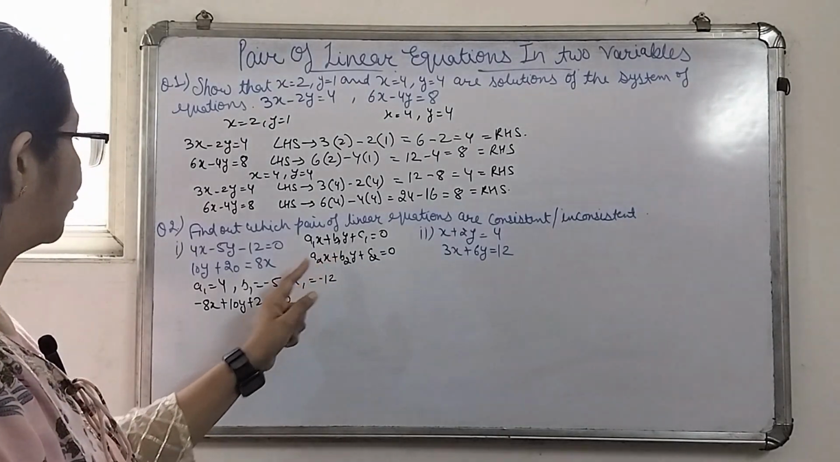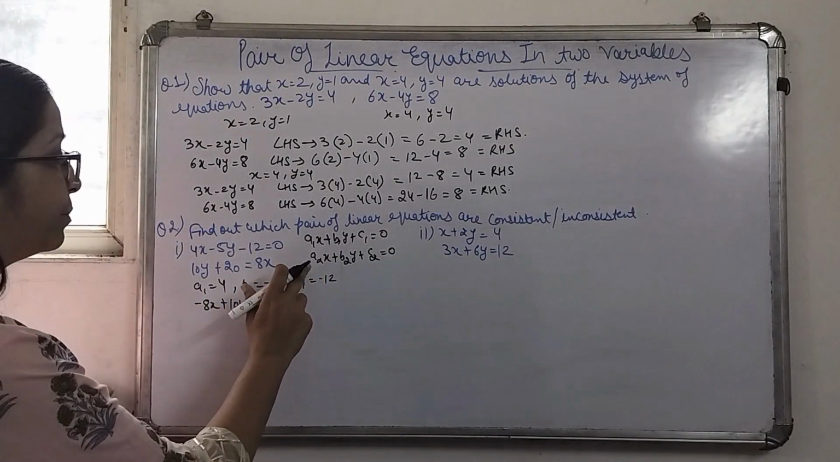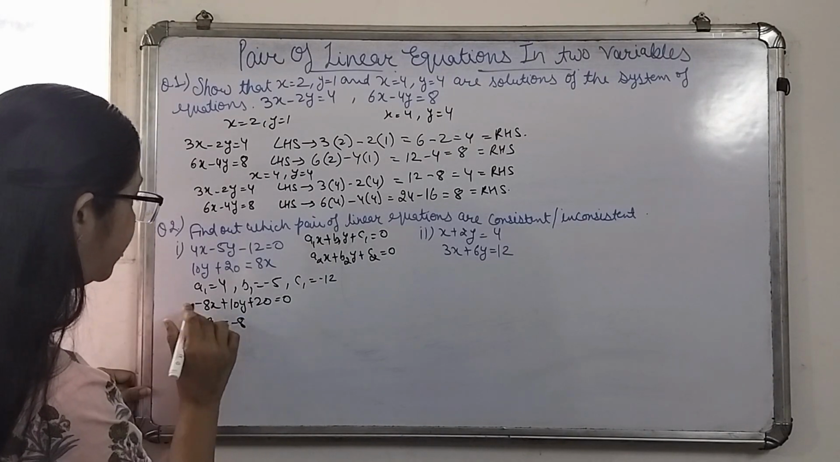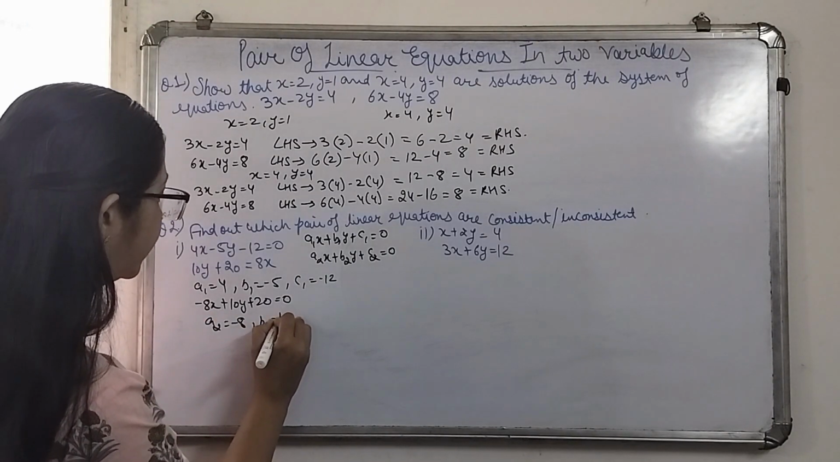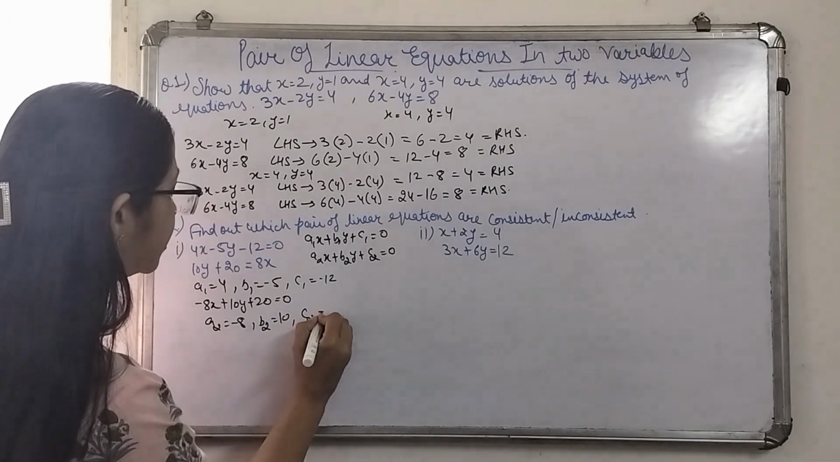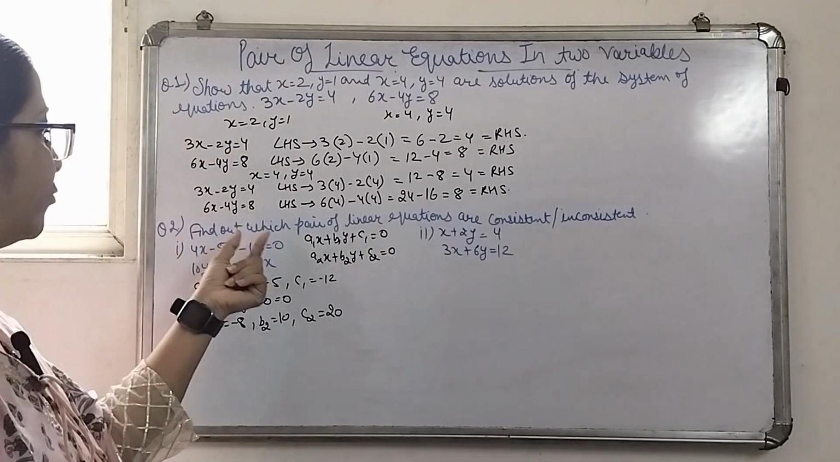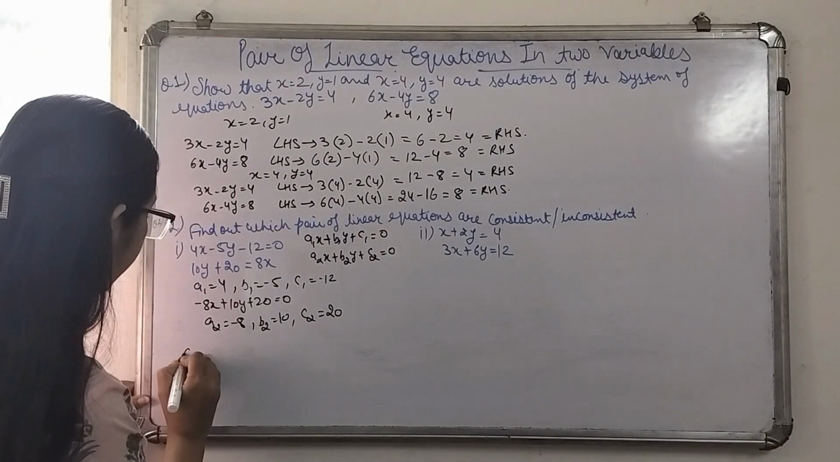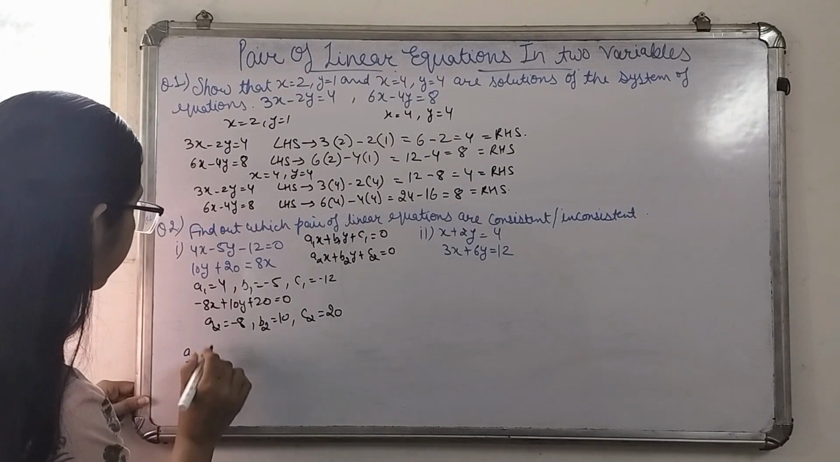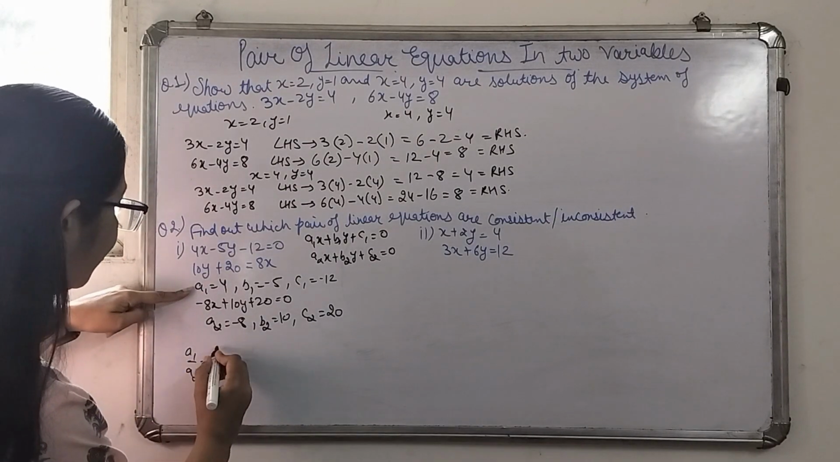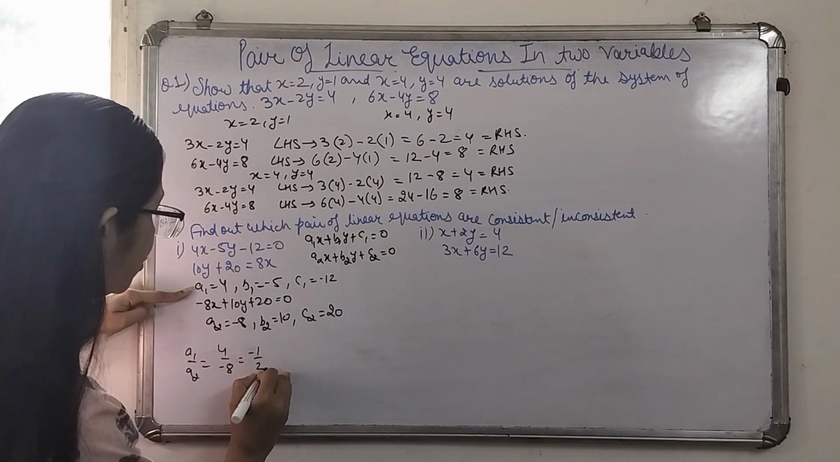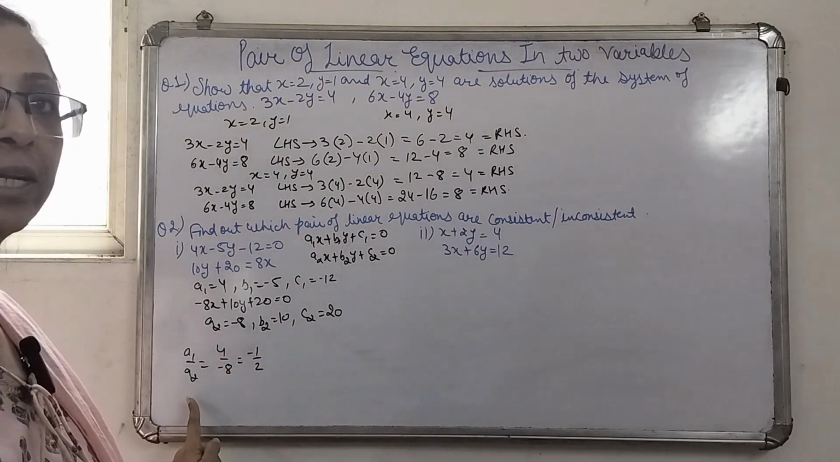Now we can see the coefficient of x over here is a2, that means the value of a2 is -8. The value of b2 is 10 and the value of c2 is 20. Now we will find the ratios. So a1 over a2 is 4 over -8, that is -1/2.